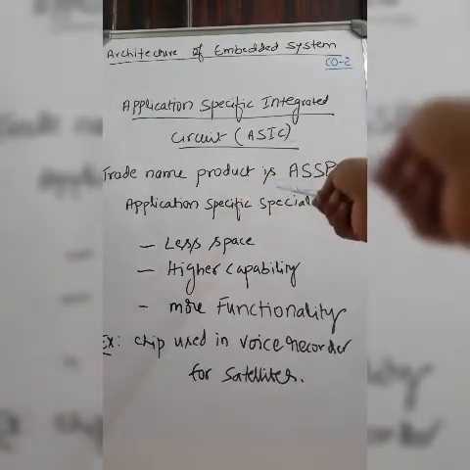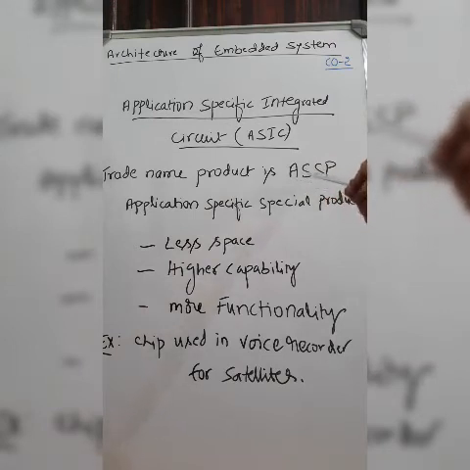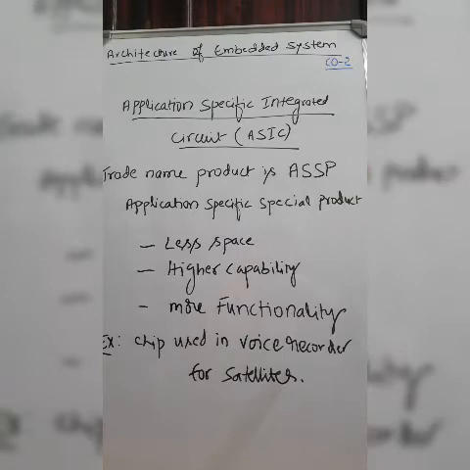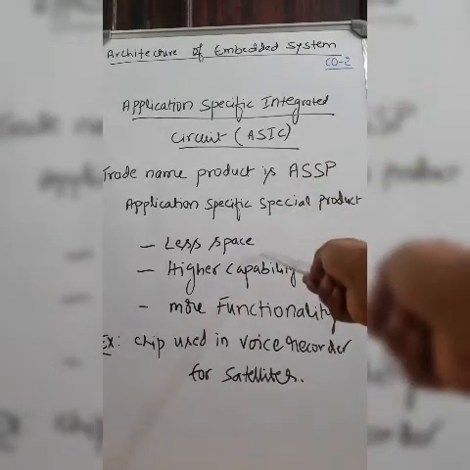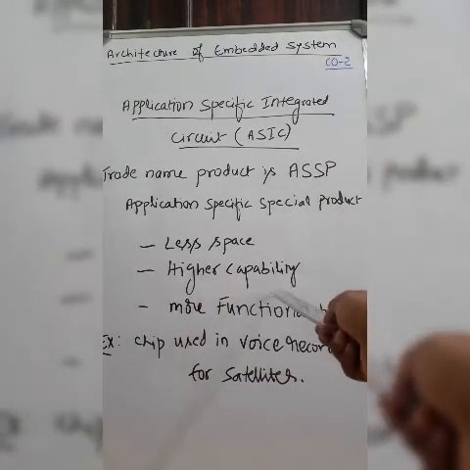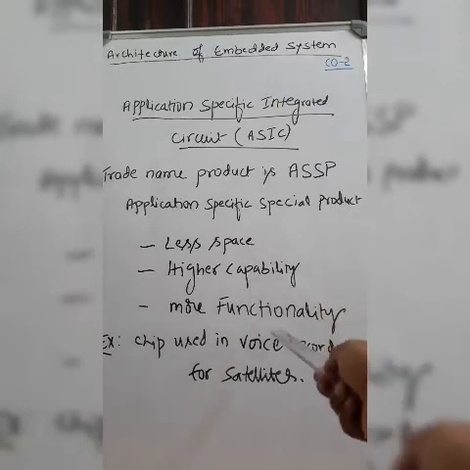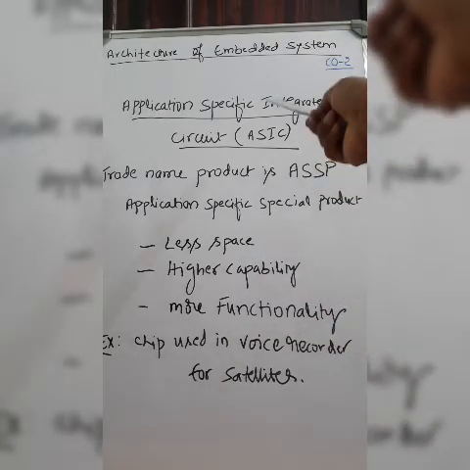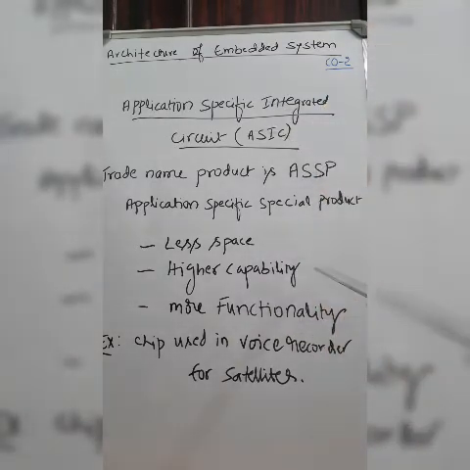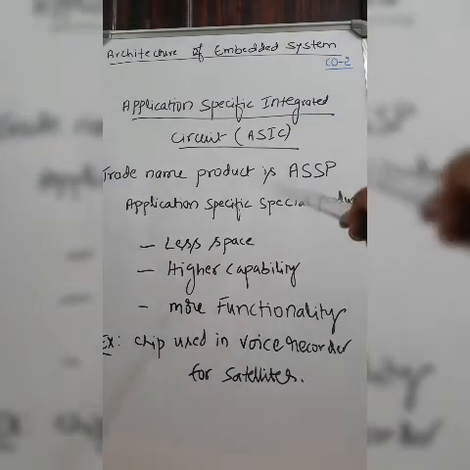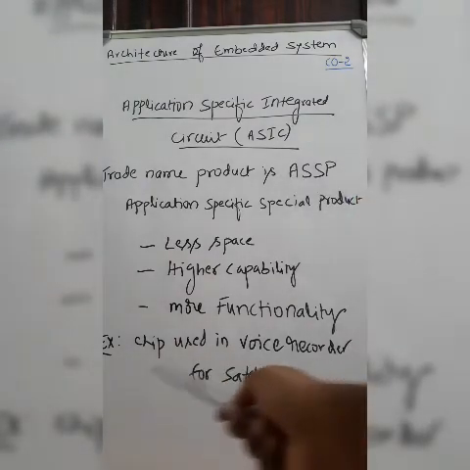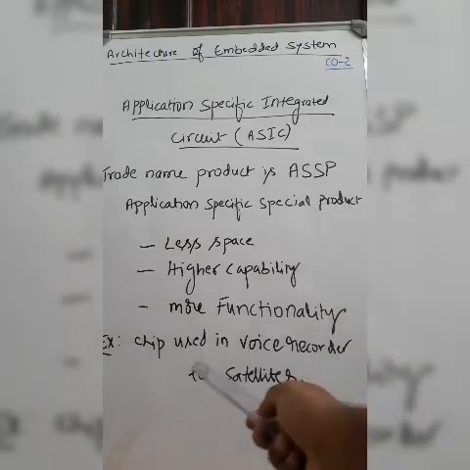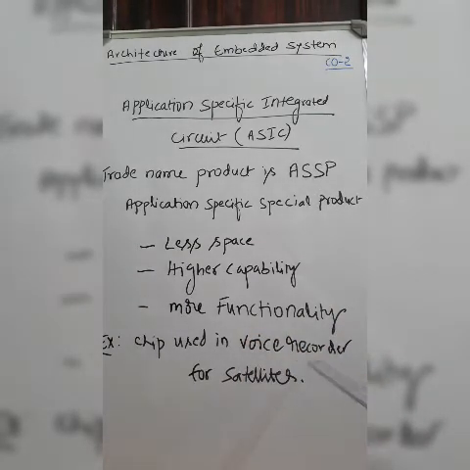Then an ASIC will be called an ASSP, that is application specific standard product. It occupies less space, it will have more capability, and it can provide more functionality. Therefore ASIC will be very helpful as a core in an embedded system. An example for an ASIC could be a chip used as a voice recorder for satellites.